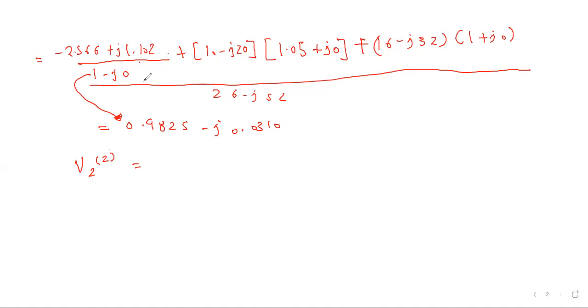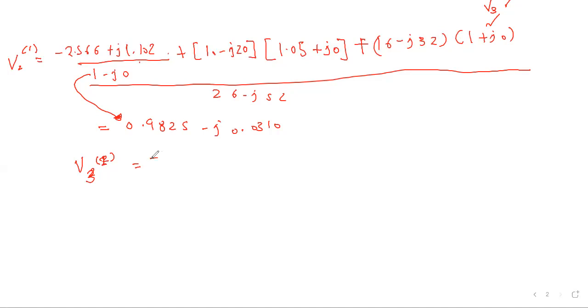And one more thing: before calculating V22, you need to calculate V31. Of course, because you have to put V3 here also, as this term is the V3 term. So the one we calculated right now is V21, and before calculating V22, you have to calculate V31. When you are calculating the V31 value, again you have the scheduled power P3.